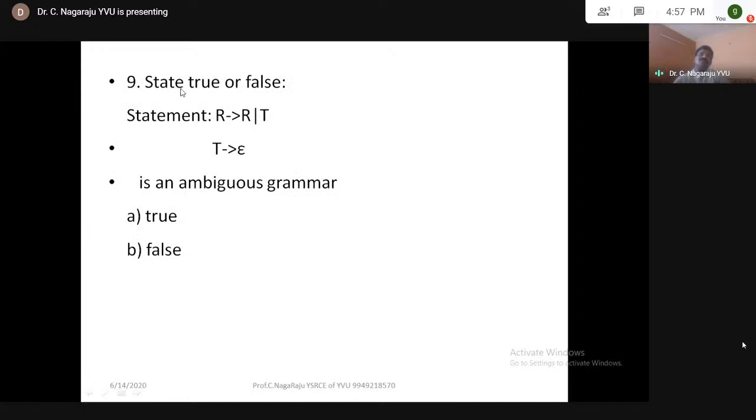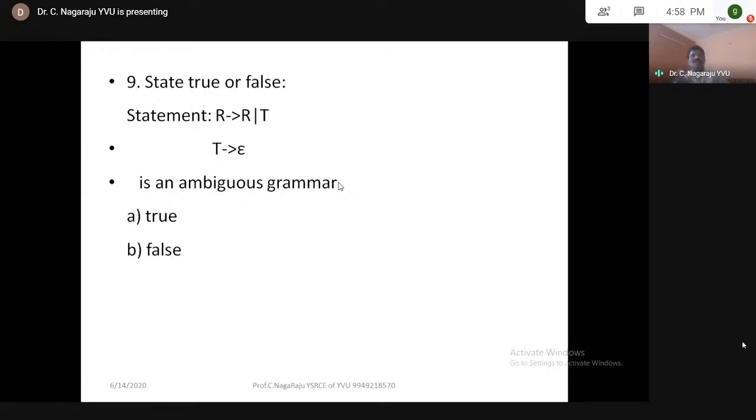State true or false. The statement is: R can have the form of R or T, where T is epsilon. Is it an ambiguous grammar or not? You see that it's a very simple question, the last one. Yes, it is always an ambiguous grammar.